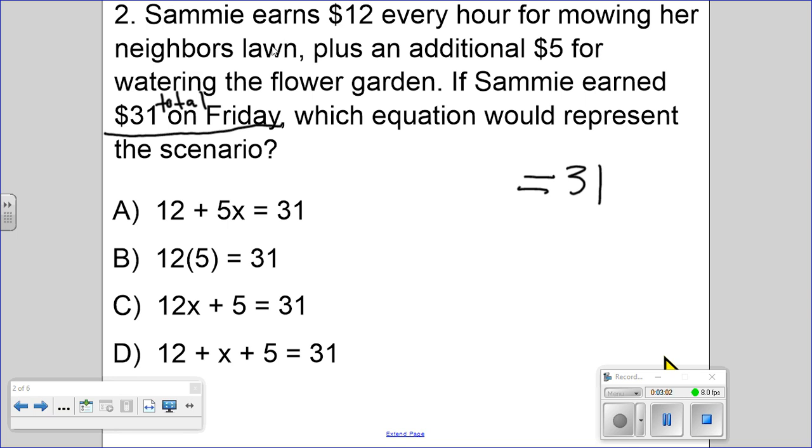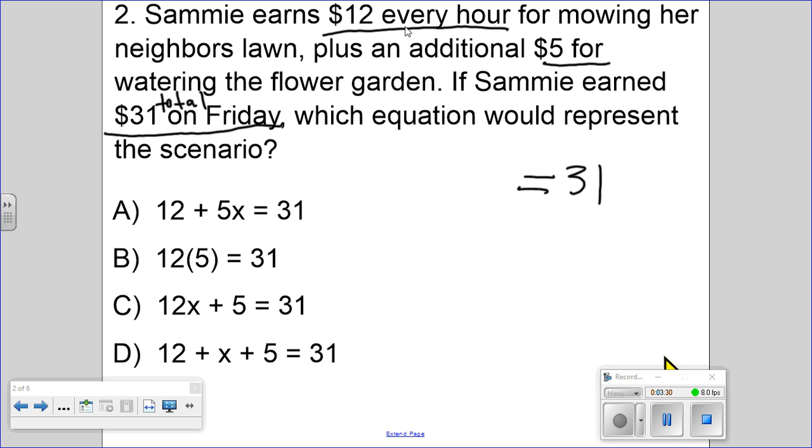So that means I need to identify the other parts of the equation. So going back through the problem, it says Sammy earns $12 every hour. So $12 for 1 hour, 12 and another 12 for 2 hours, 12 and 12 and 12 for 3 hours, and so on. Plus an additional $5 for watering the flower garden. Notice that she's only getting that $5 amount once. She only watered the flower garden once. That's not something she's doing every hour.